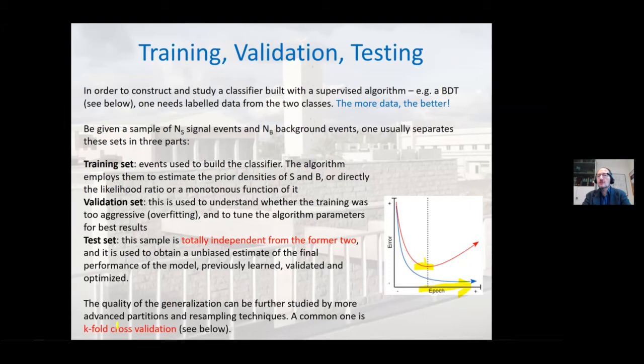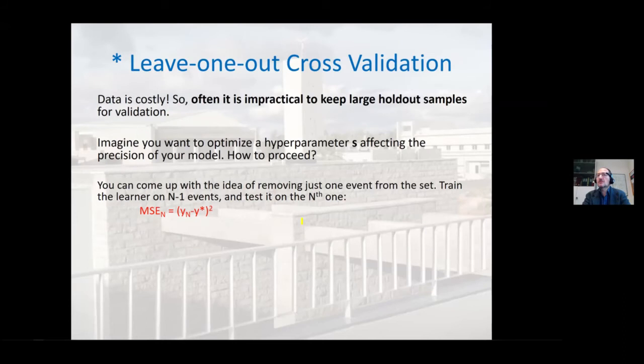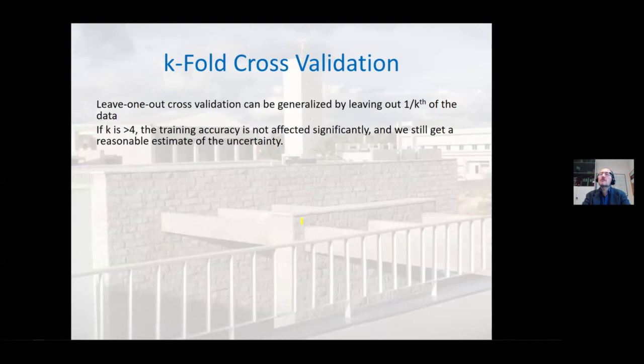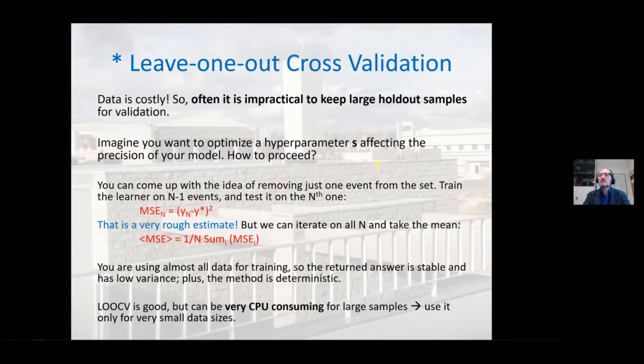You can do this with k-fold cross-validation. This is a somewhat more complex handling of your validation data that allows you to do more tricks and get a more precise estimation of, for instance, the generalization error and other properties. So I should explain what leave-one-out cross-validation is before I talk about cross-validation in general.